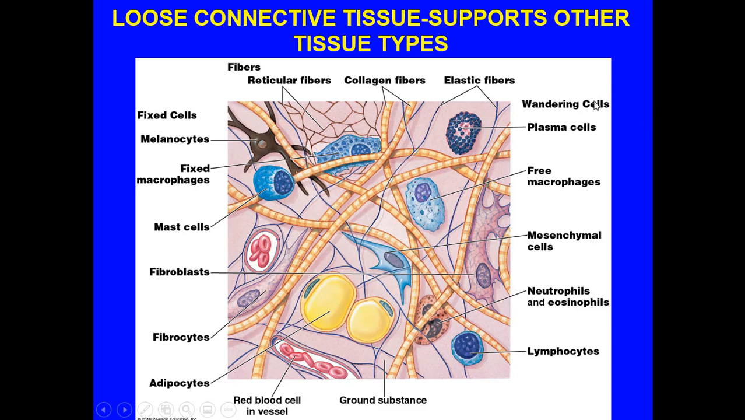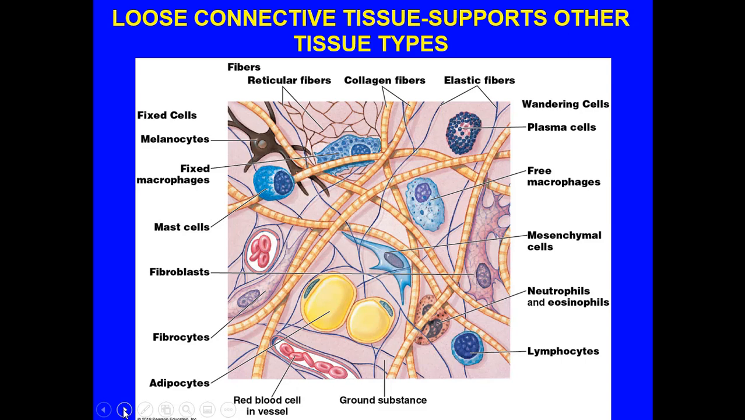Wandering cells are the ones that come in and leave, come in and leave. They may change into something and leave. Plasma cells, a form of white blood cell. Macrophages, another type of white blood cell. Mesenchymal cells are the early developmental cells. They may be there a little bit from an embryonic stage, but they mostly will eventually change into something else as time goes on. Neutrophils, eosinophils, another type of blood cell, as well as lymphocytes.